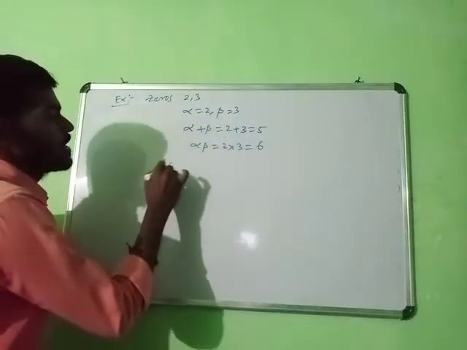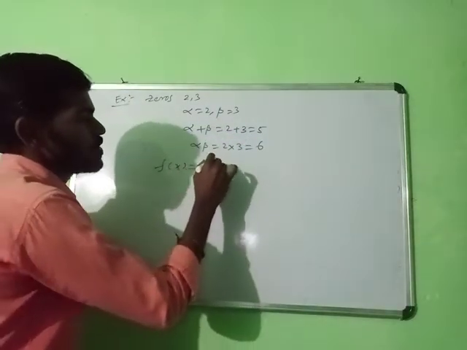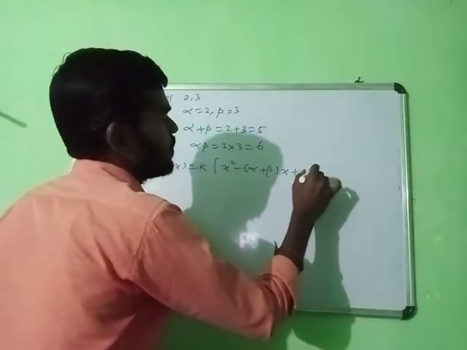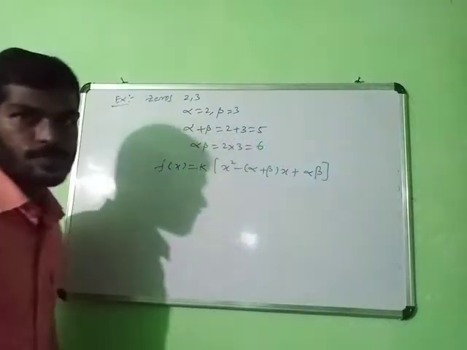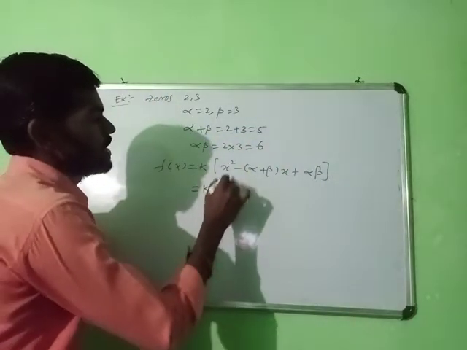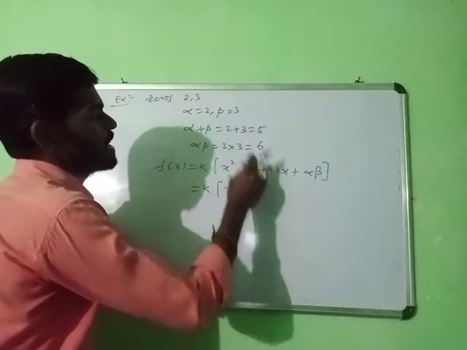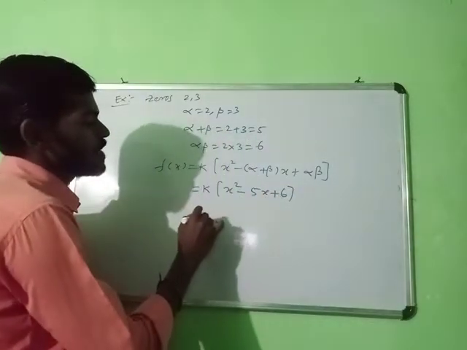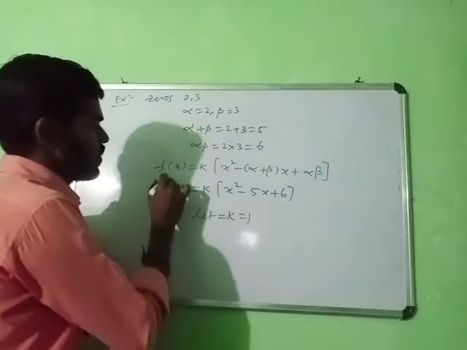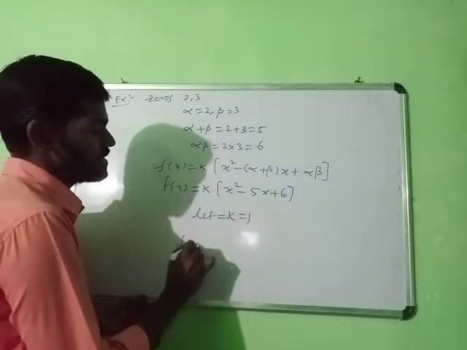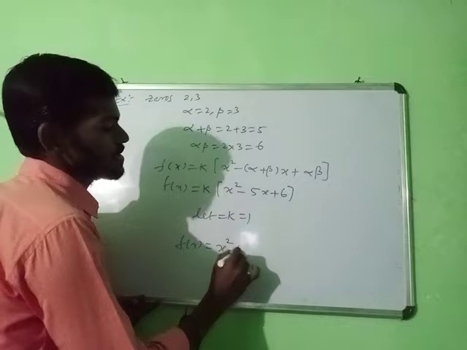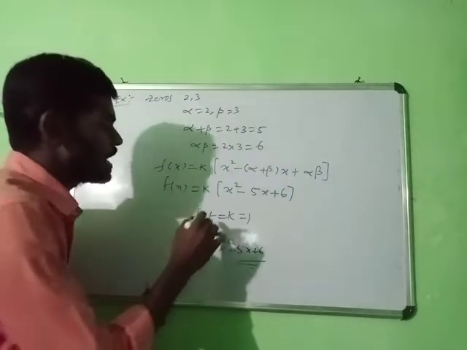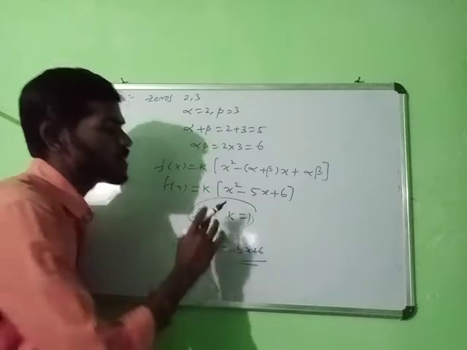Then take the formula f of x is equal to k into x square minus alpha plus beta into x plus alpha beta. Substitute: k into x square minus 5x plus 6. Now let k equal to 1. Then f of x is equal to x square minus 5x plus 6. This is the required polynomial. So why are we taking k equal to 1 here?